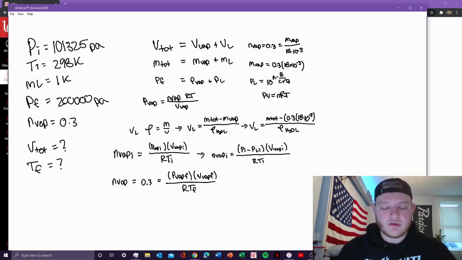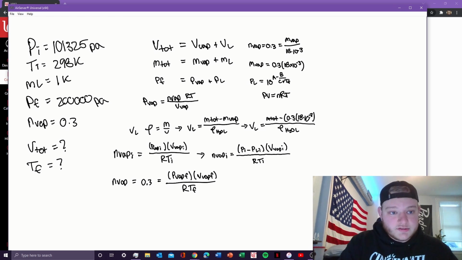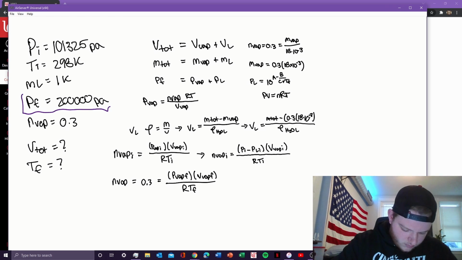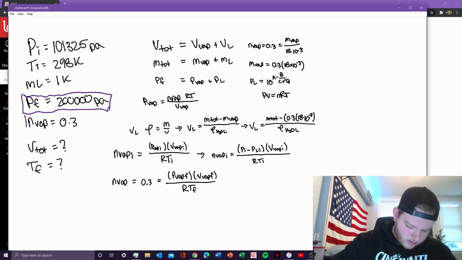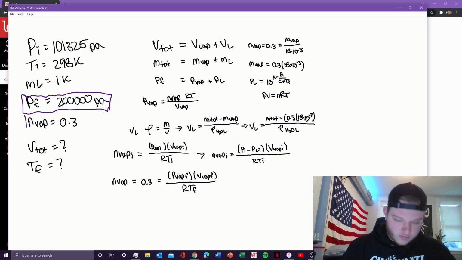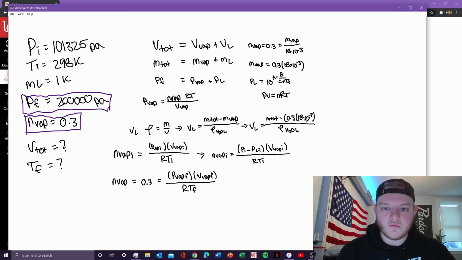But now you might be thinking, well, this doesn't narrow down to two equations that we can use to solve for two variables. Well, actually it does. Let me pick a good color. I like purple. The two equations that we are going to use to solve this problem are the pressure final equals 200,000 pascals and the moles of vapor final equals 0.3. Now you might be asking yourself, well, that doesn't make any sense because those don't relate to what we need to solve at all. Well, here's the thing.